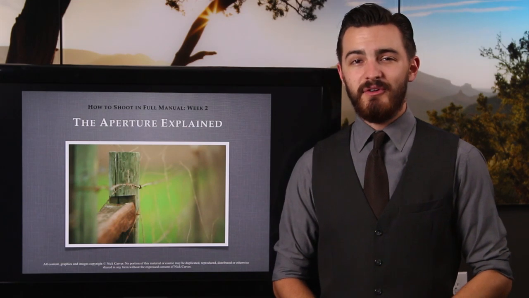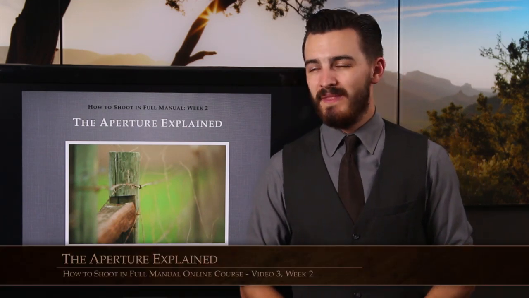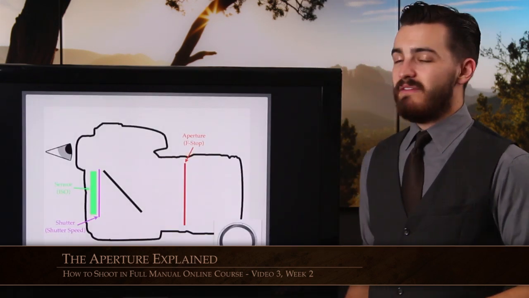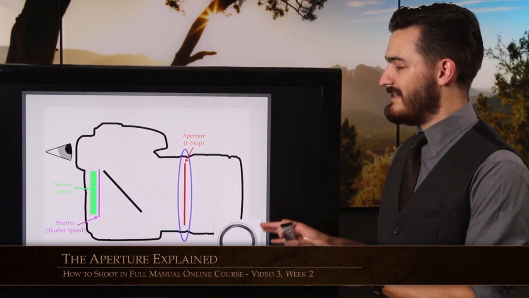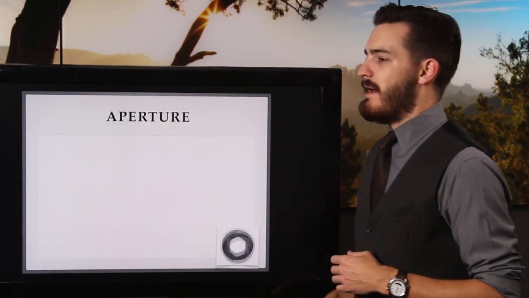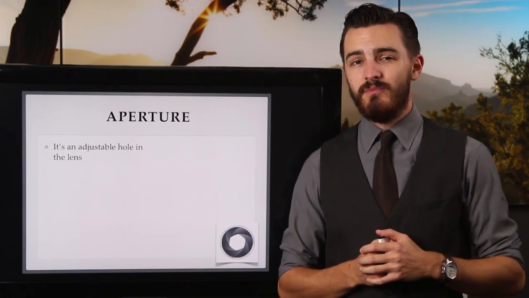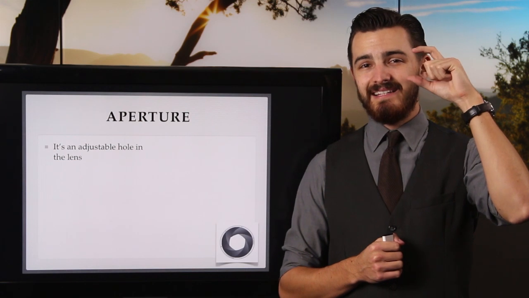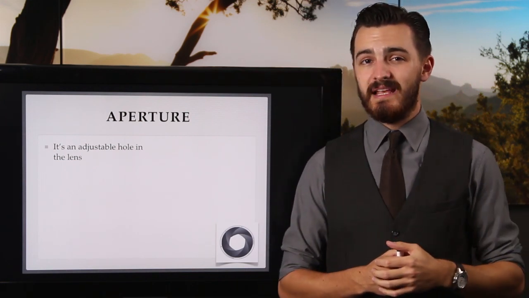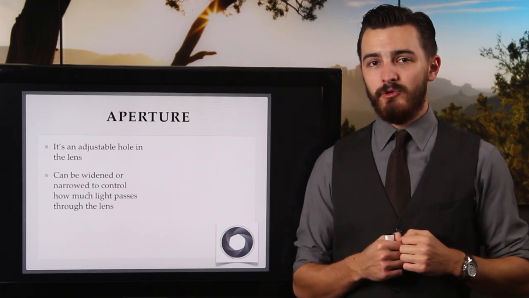Hey there, and welcome back for your next video presentation in the How to Shoot in Full Manual online course. Now this week we're talking all about the aperture. So the aperture, as we learned previously, is the adjustable opening in the lens that can be widened or narrowed to control how much light passes through it. It's modeled after the human eye. It looks just like the human eye, and just like our pupils can dilate to let in more light and shrink down to cut off light, the aperture can do the same thing.